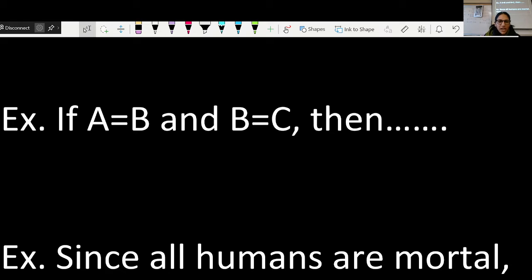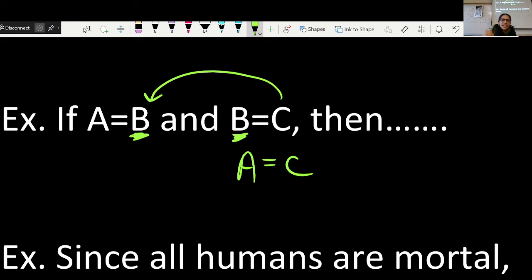For the first one, if A equals B and B equals C, then what would you deduce from this? Or what would you say to be true according to this? Then A equals C. Does everyone agree with that? You see that logically that's got to be true. So if we substituted, I could just say A equals C. If they're both equal to the same thing, then they've got to be equal to each other, right?